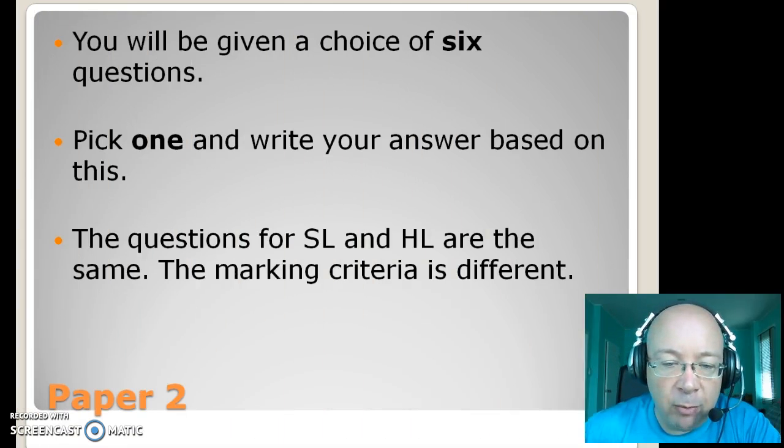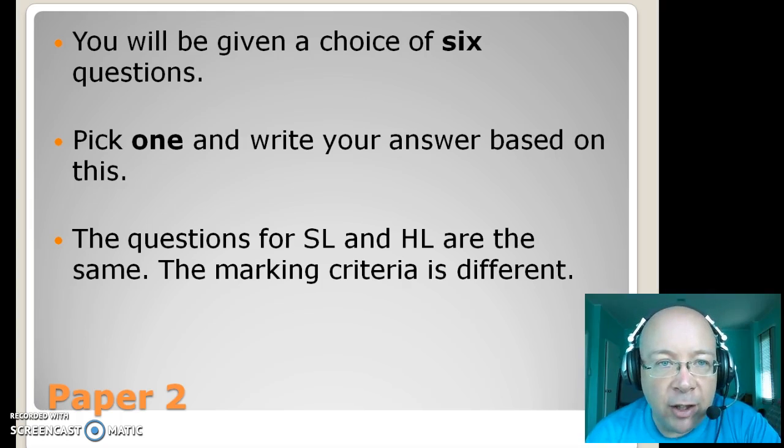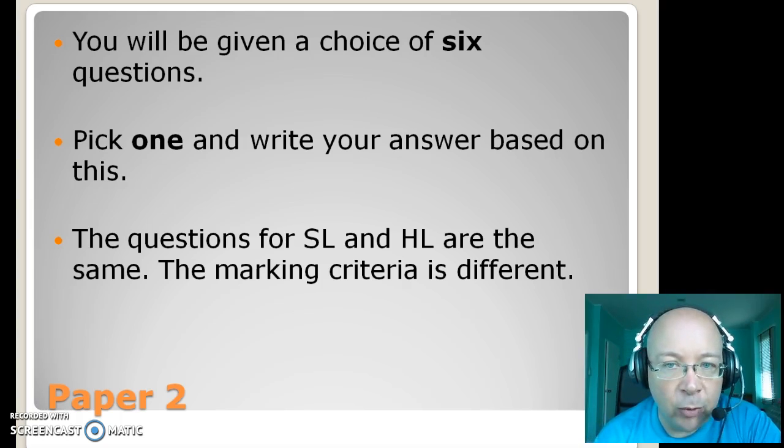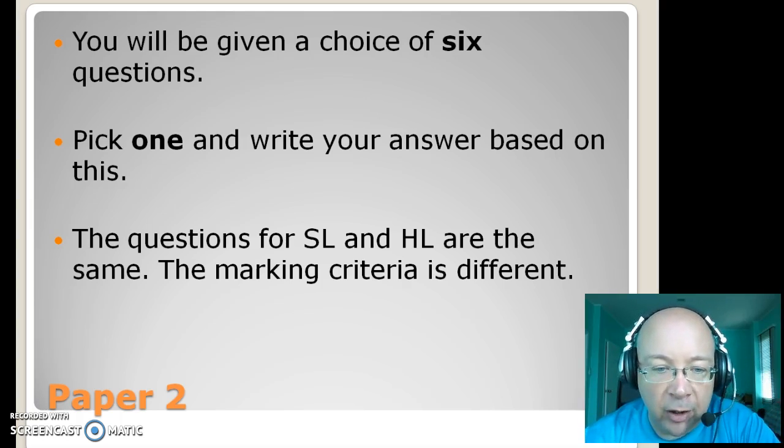Okay, so how it works is the same for standard or higher level. You get a choice of 6 questions, only 6 questions, and you choose one question, and you write your answer based purely on that. You have to talk about 2 of the texts that you've studied. The marking scheme is different, but the questions are the same for standard and higher.